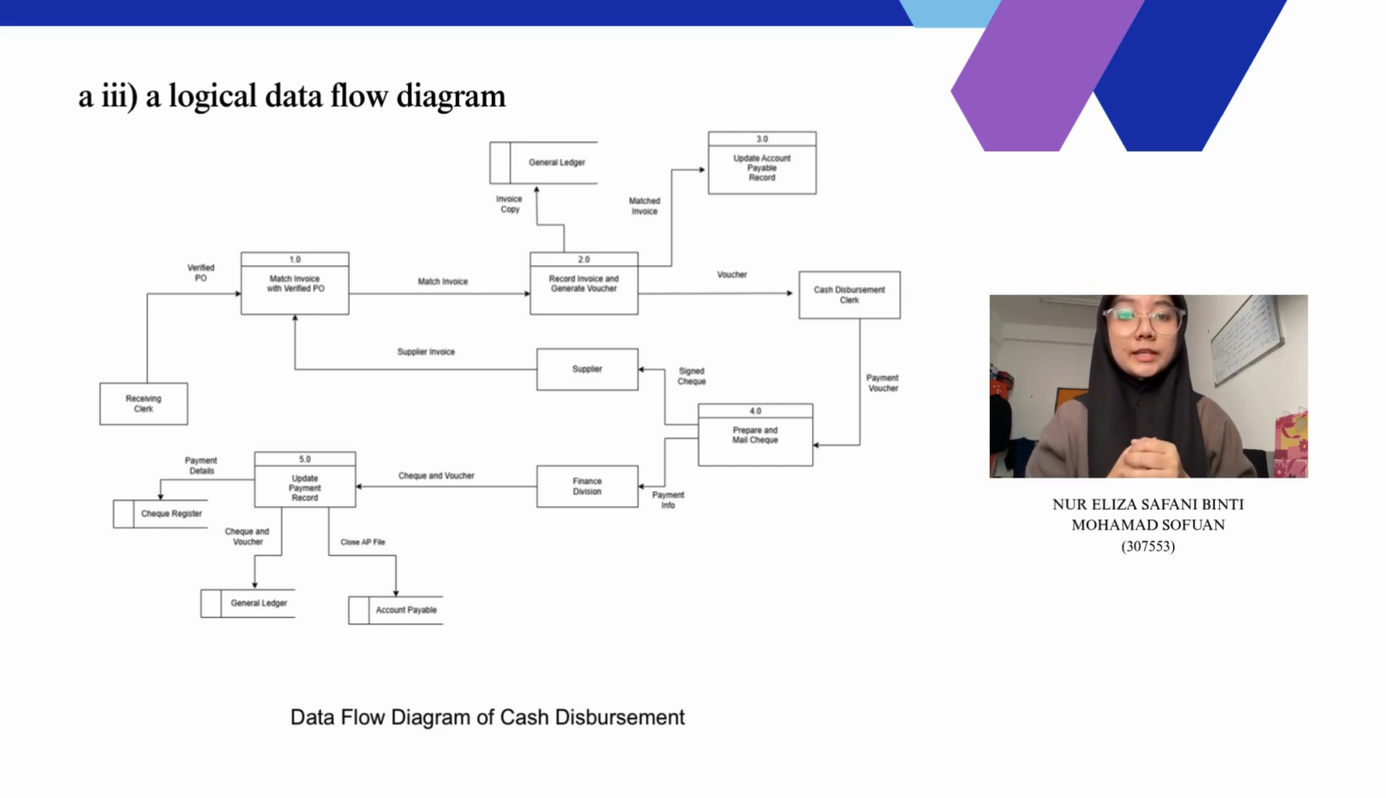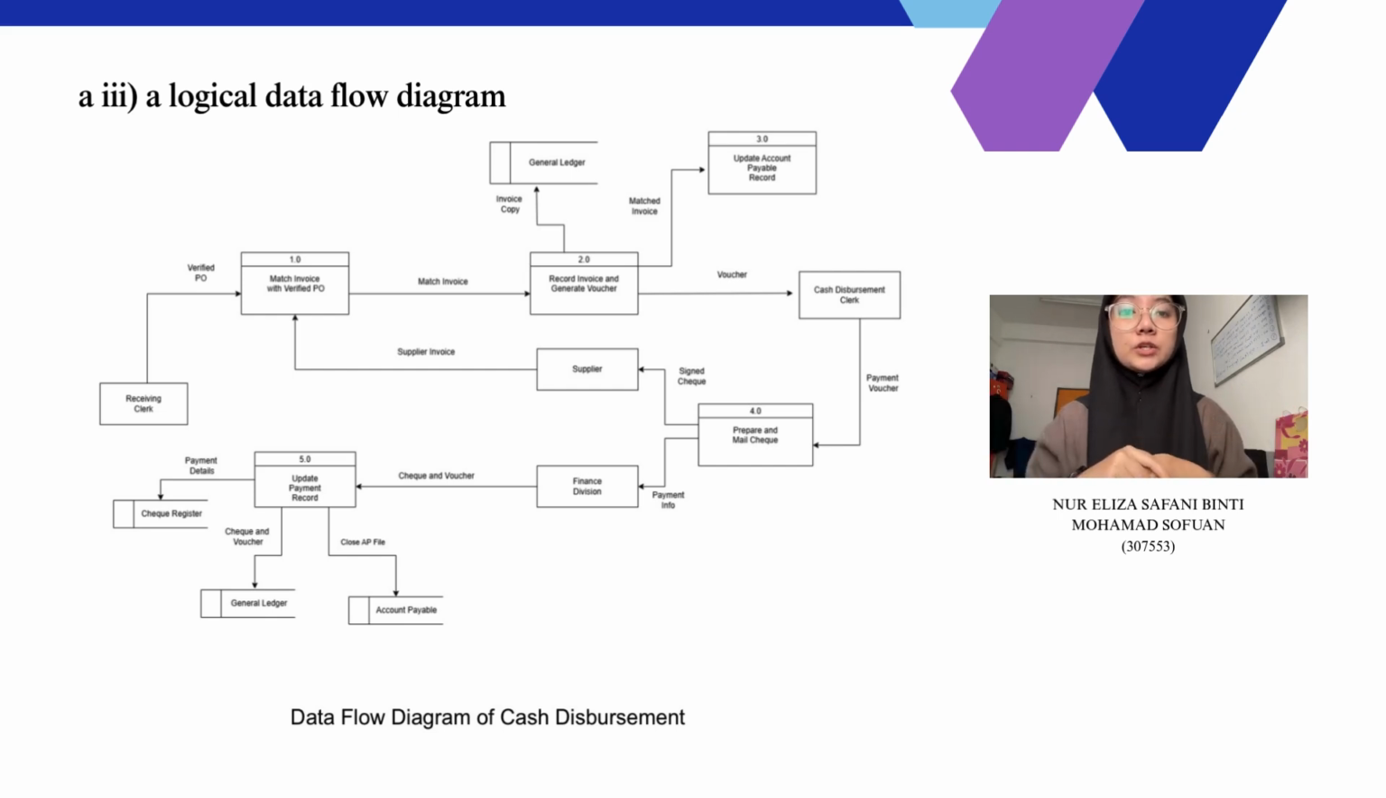So the first one is match invoice with verified purchase order. So the process begins when the receiving clerk provides a verified purchase order, and then the invoice received from the supplier is matched against this verified purchase order to ensure accuracy.